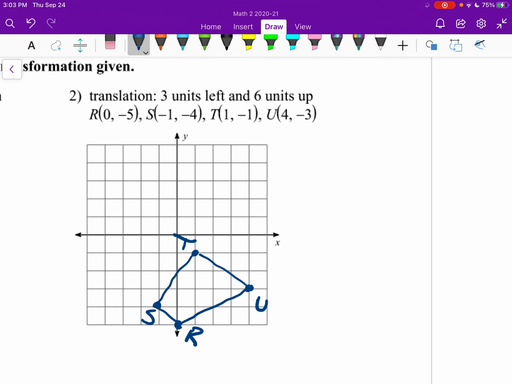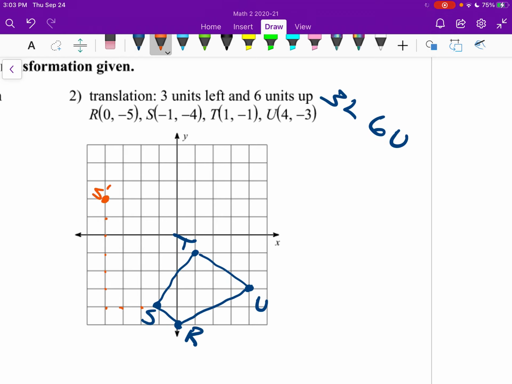All right, translate 3 left, 6 up. I'm going to write that as 3 left, 6 up so that I remember. So for each point, I just do this, and it just takes forever to do. Oh, it's 3 left, not 6 left. 3, there we are. All right, 1, 2, 3, 1, 2, 3, 4, 5, 6.